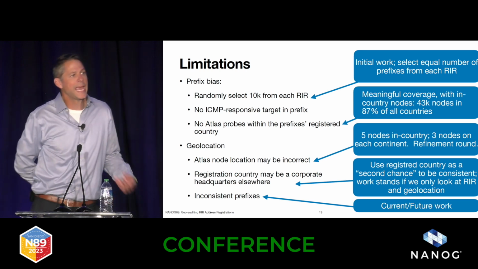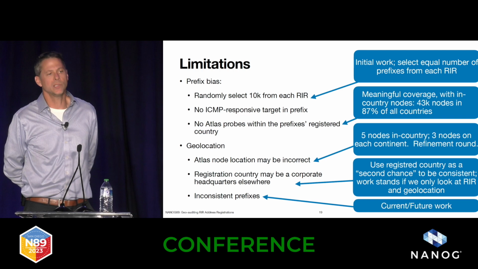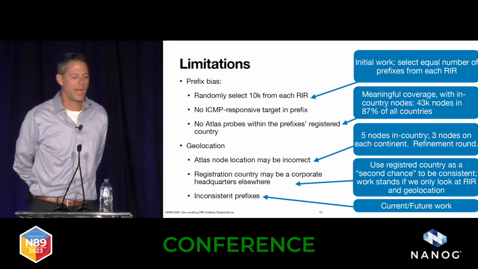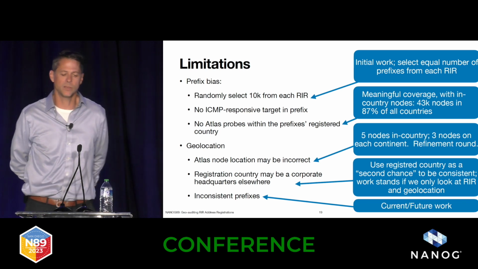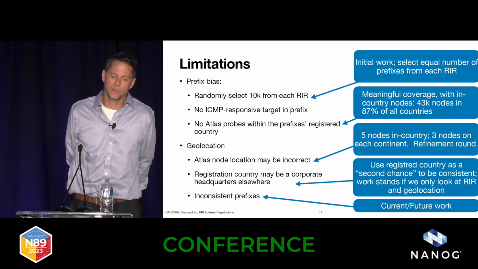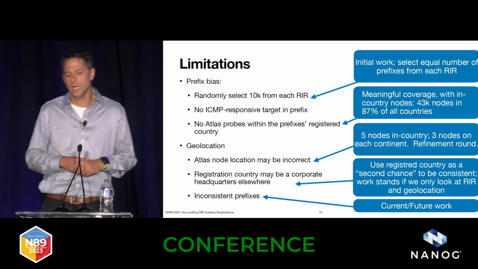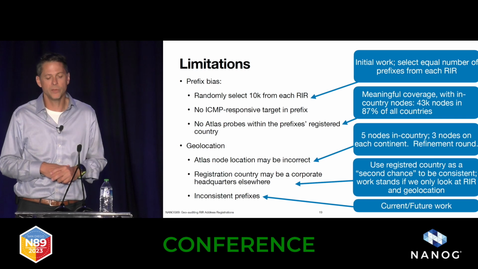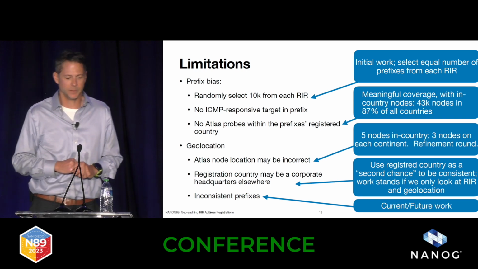Of course, the location of the Atlas nodes may be incorrect. This can also happen, but you'll note that we try to minimize any error due to these kinds of things. For instance, we have 5 different nodes within each country, 3 different nodes within each continent, and we're doing a bunch of consistency normalization across those measurements to ensure that we're not getting bad data there.